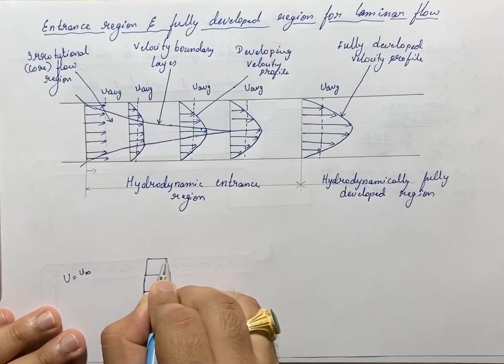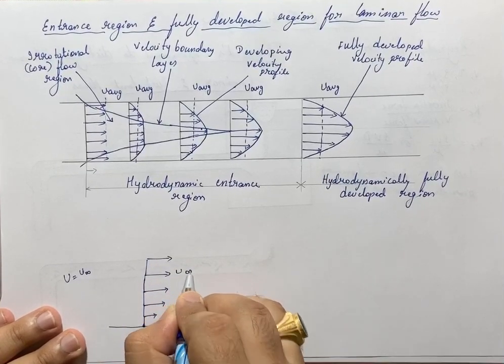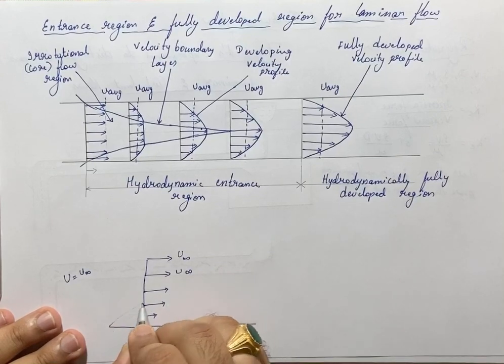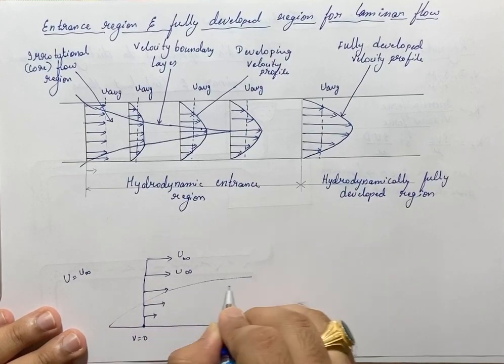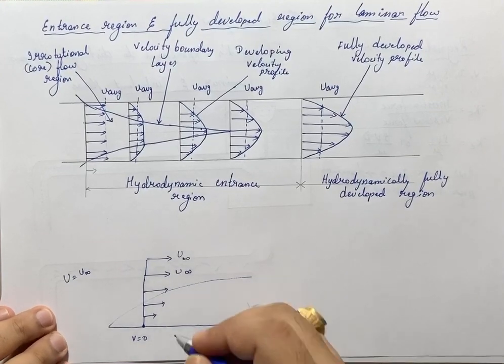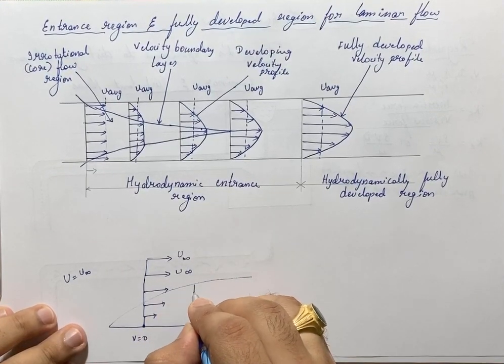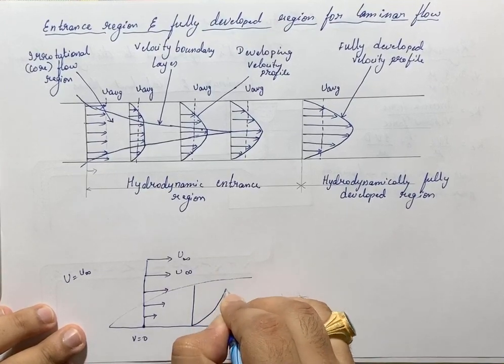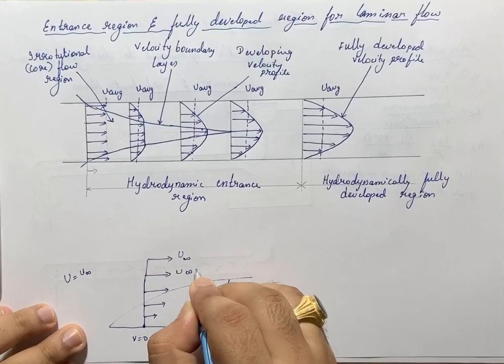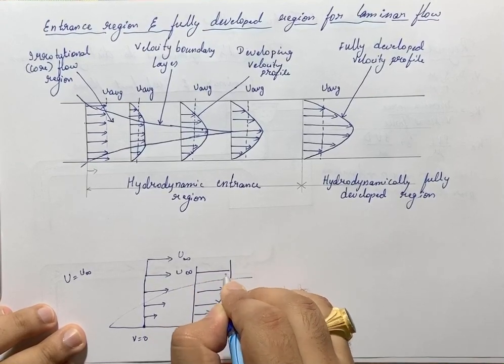Further moving upward, the velocity will be u infinity only here. That is, the velocity will be u infinity. I can draw one line like this. This line is nothing but the velocity boundary layer. That means only in this the velocity is changing. Wherever you take, only in this point the velocity will be varying. Apart from this, when you move upward, the velocity remains constant here.